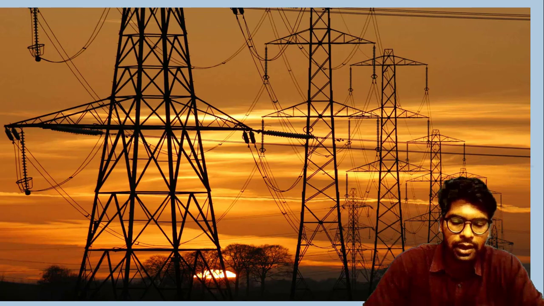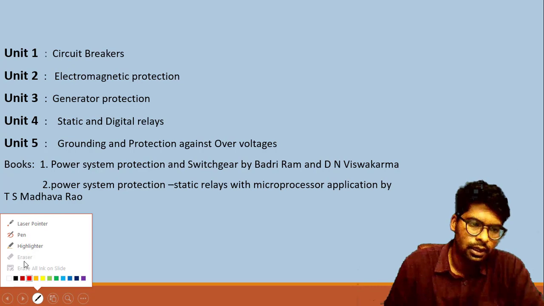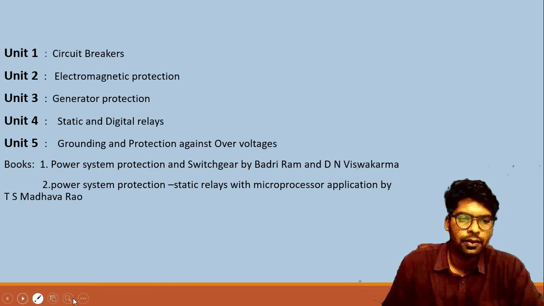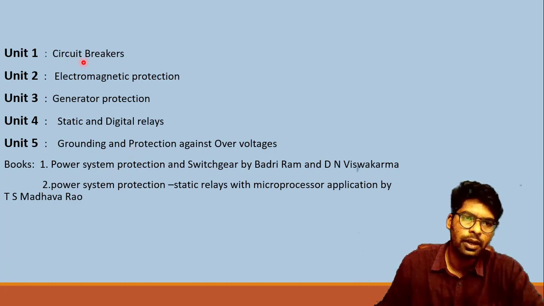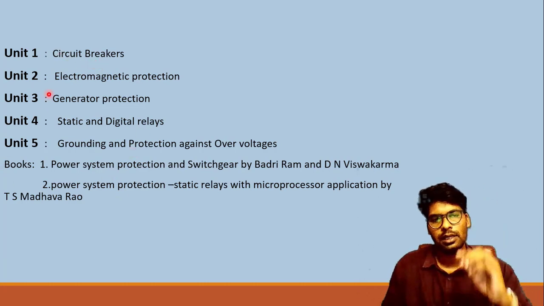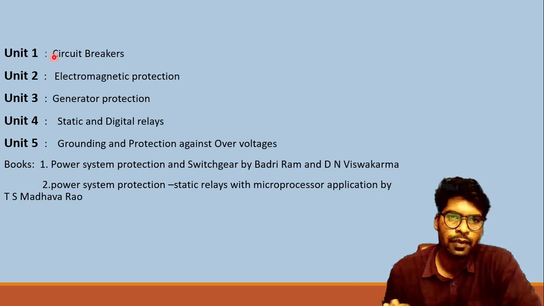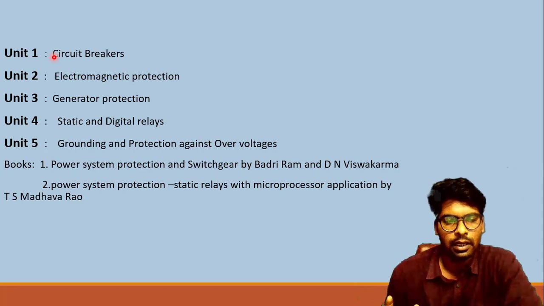In this semester, switchgear and protection consists of 5 units. The first unit is the circuit breaker, and in the circuit breaker we'll deal with a few terminologies like recovery voltage, restriking voltage, and arc quenching, and different elementary concepts.